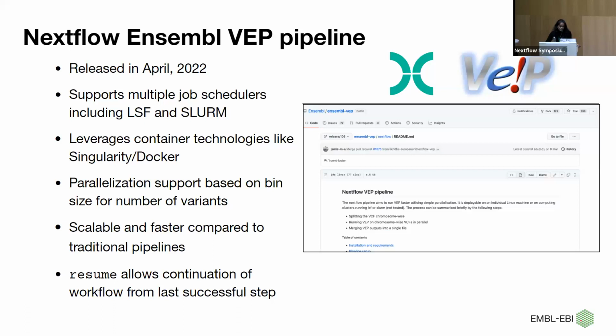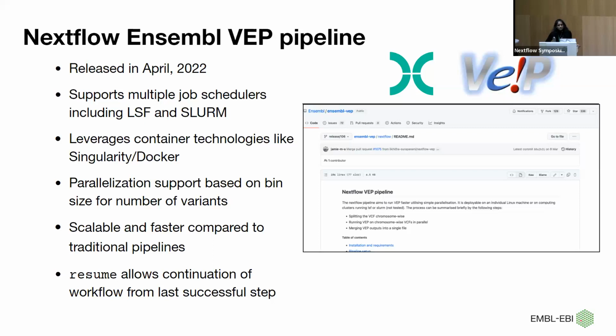The Nextflow Ensembl VEP pipeline was released in April 2022. It currently supports multiple job schedulers, including LSF and Slurm. And we made use of containerized images to remove the overhead of setup and installation issues. The parallelization was initially supported at a chromosome level, but because it was not a balanced parameter, we shifted to something called a bin size. So depending on the bin size, the file is split accordingly. And it turned out to be scalable and faster compared to our traditional pipelines.